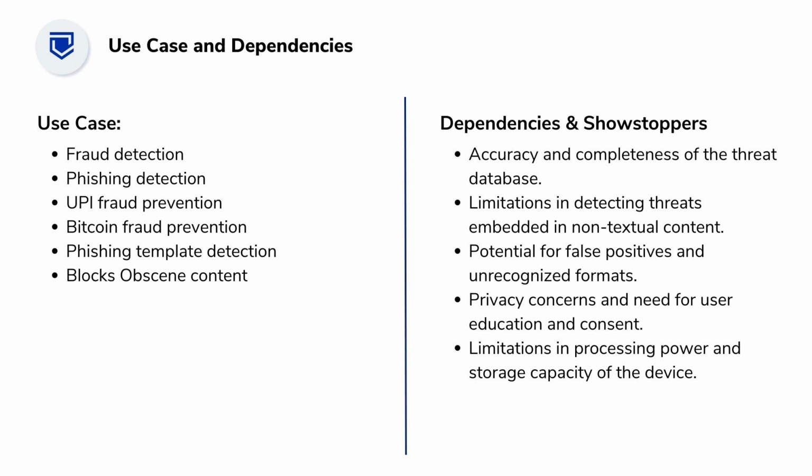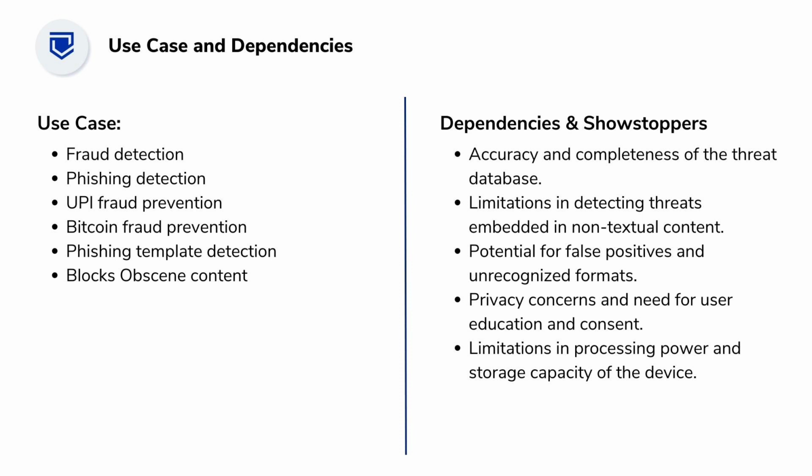Now that we're done with the use cases, I'll draw your attention to some of the dependencies and the drawbacks that the project has. Firstly, and most importantly, is the accuracy and completeness of the threat database. The accuracy of a model is entirely dependent on how much relevant information the threat database has. If we want our model to be the best version possible, we need to feed it a database that is up to date and contains relevant information.